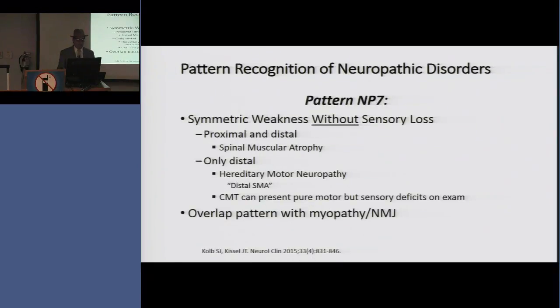NP7, or pattern 7, is symmetric weakness without sensory loss. So if the weakness is proximal and distal, then this is a spinal muscular atrophy pattern. If the weakness is only distal, then the diagnosis is hereditary motor neuropathy, previously called distal SMA.